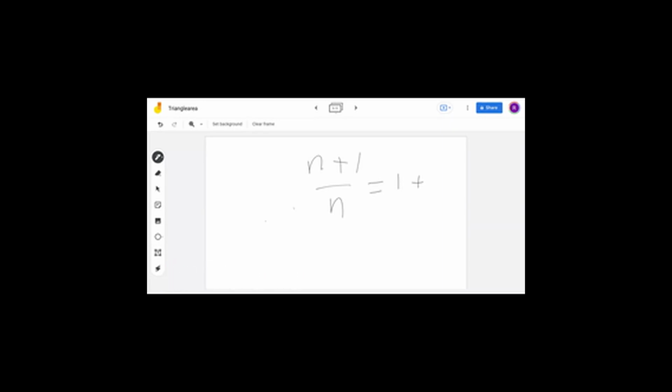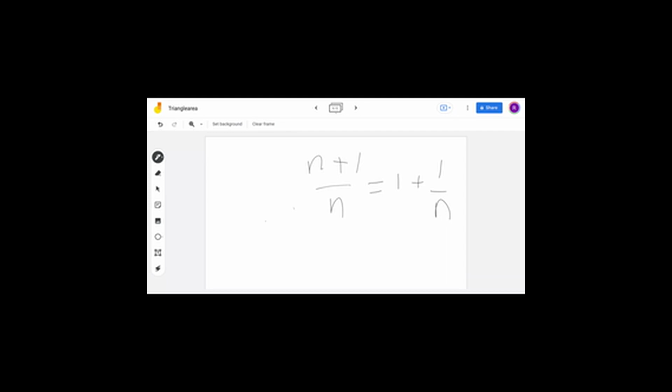Yeah, tell me again. What is it exactly? n plus 1 divided by n is equal to 1 plus 1 by n. Okay, because I just write this as n by n plus 1 by n, which is 1 plus 1 by n. Now, do you see what happens to 1 by n as n gets bigger and bigger?